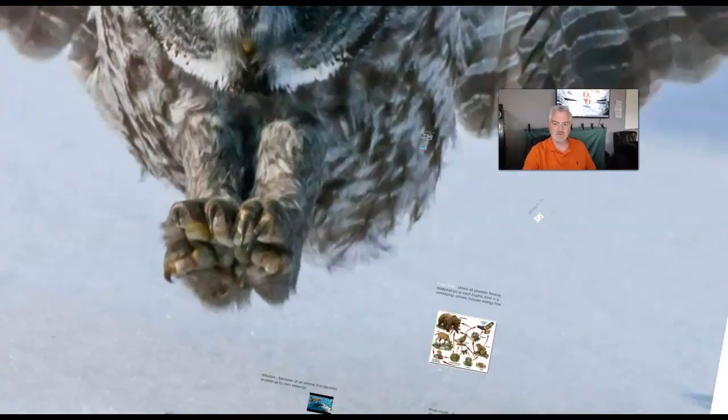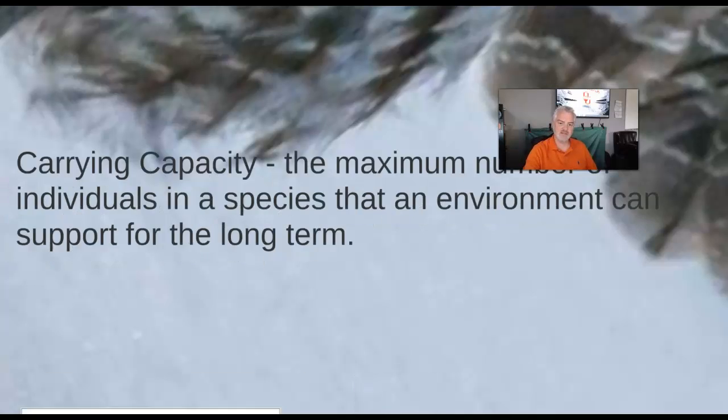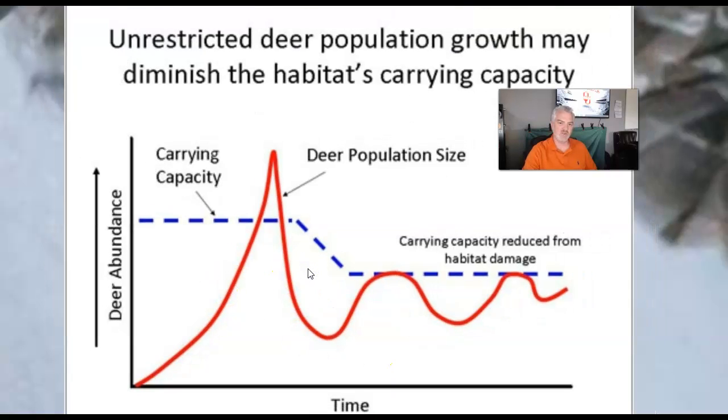And then the next thing we talked about was this idea of a carrying capacity. The maximum number of individuals in a species that an environment can support for the long term. Or sometimes I might say it as the amount of resources in an environment that can support a certain number of a population of a species. It's kind of the way you want to look at that. Typically, when we look at a carrying capacity, we oftentimes will show that in the form of a graph.